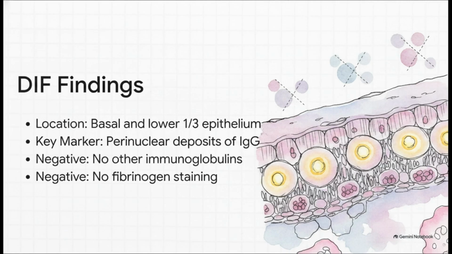What does that actually look like? It shows up as a speckled, ring-like fluorescence completely surrounding the nuclei of the cells, and it's specifically located in the basal and parabasal layers of the epithelium. And just as importantly, you've got to know the negative markers. You'll see a complete absence of staining for other immunoglobulin types, and crucially, absolutely no staining for fibrinogen.